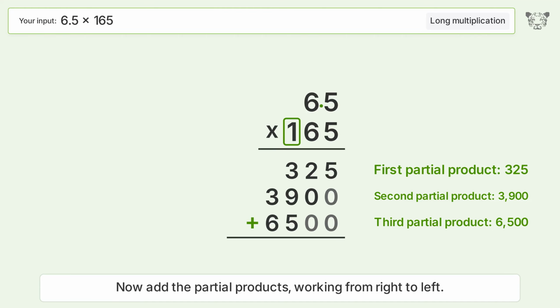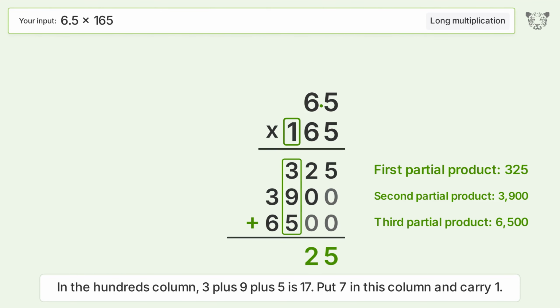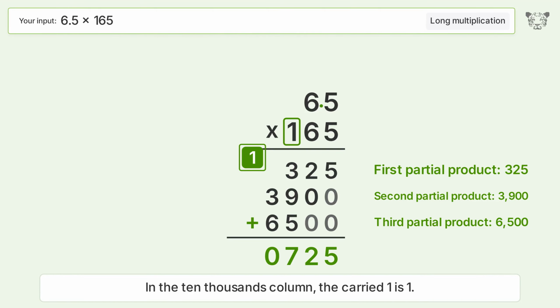Now add the partial products, working from right to left. In the ones column, 5 plus 0 is 5. In the tens column, 2 plus 0 is 2. In the hundreds column, 3 plus 9 plus 5 is 17. Put 7 in this column and carry 1. In the thousands column, 3 plus 6 plus the carried 1 is 10. Put 0 in this column and carry 1. In the 10,000s column, the carried 1 is 1. The product of the whole numbers is 10,725.